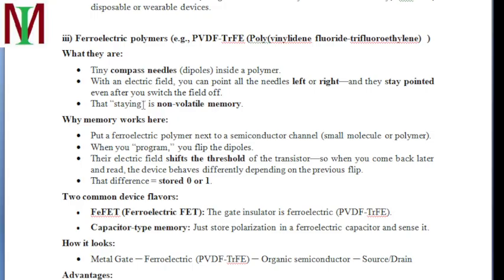That means it becomes stable, it becomes non-volatile. Volatile means it will evaporate easily, non-volatile means it will not evaporate. Okay, so it becomes non-volatile memory. We heard about volatile memory and non-volatile memory. This type of material can be used as a non-volatile memory material.